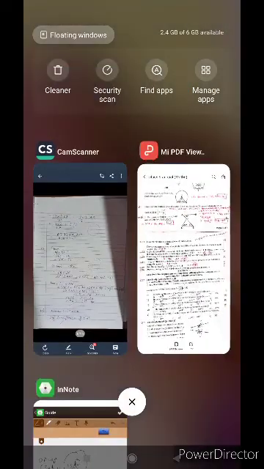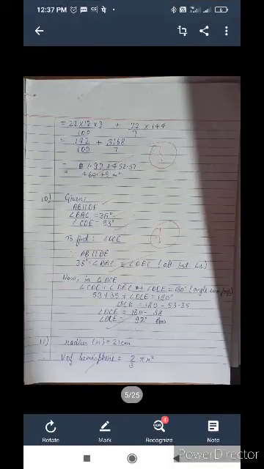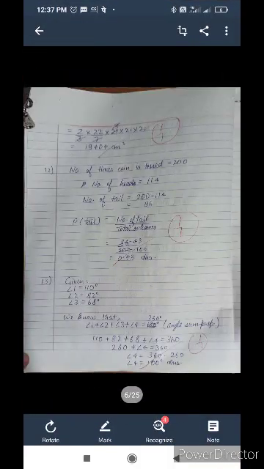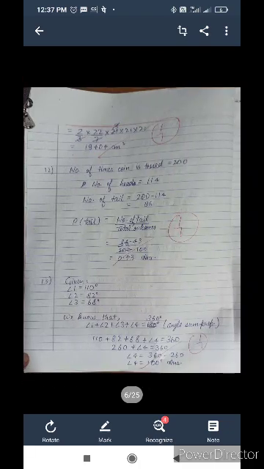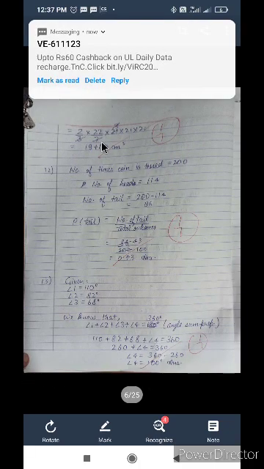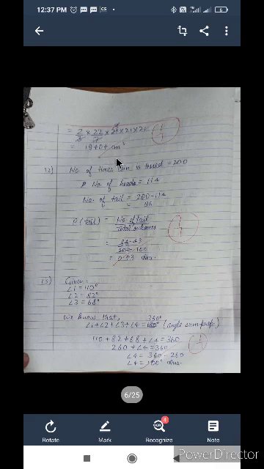Now we will come to question number 11. It says find the volume of the hemisphere of radius 21 centimeter. Let me see what he has done. Volume of hemisphere formula is 2 by 3 pi r cube. Radius is given as 21 centimeter. It will be 2 upon 3, pi is 22 upon 7, r is 21 into 21 into 21. The 7 and 3 cancel out with 21. On solving we get 19404 centimeter cube.